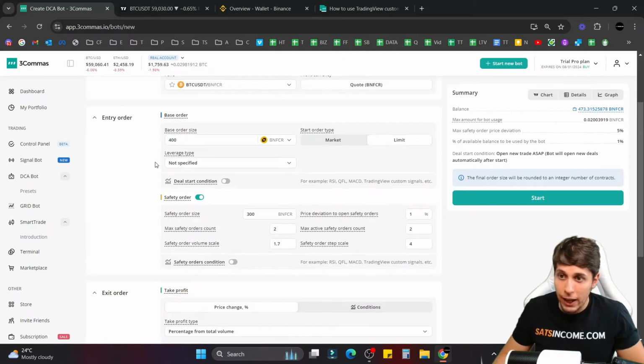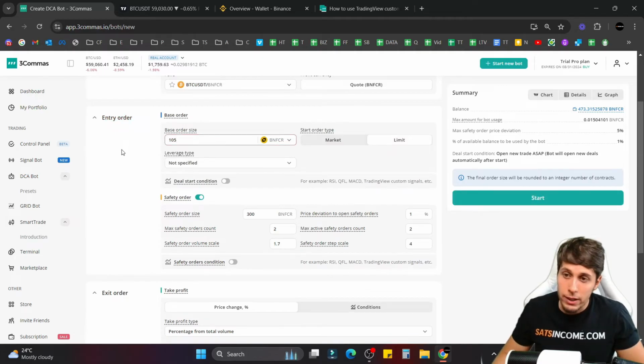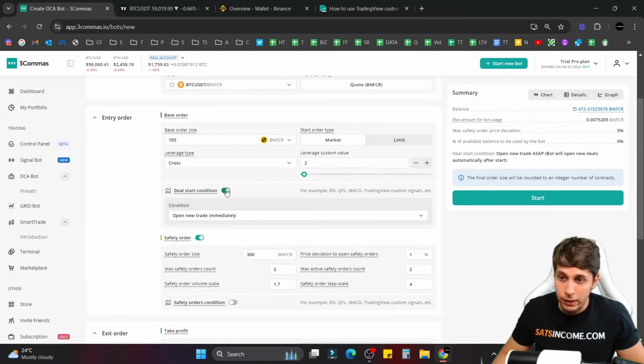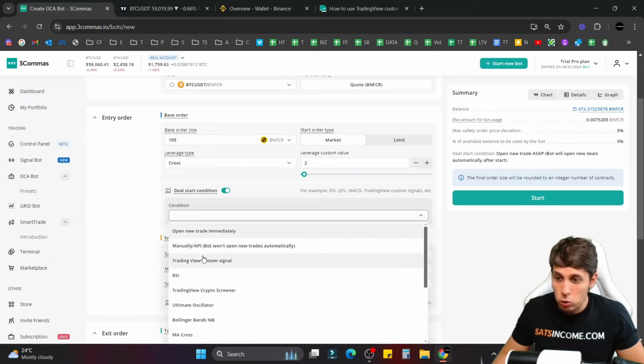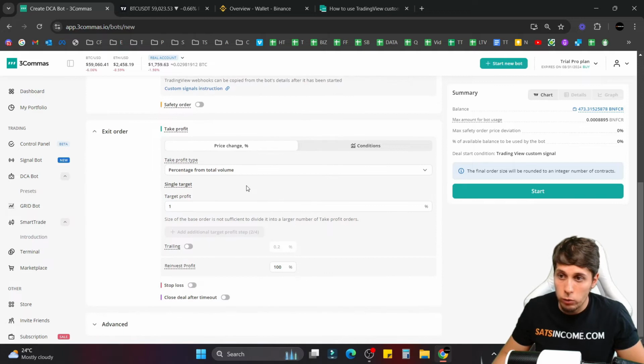The second section, the entry order. Okay, so we identified that the minimum order for futures trading on Binance is $105. So that's what we're gonna type right here. We're gonna switch to market order. You guys already know why. The leverage cross, we're gonna do 2x. Deal start condition, you guys already know that you have to make sure you enable this and you select trading view custom signal. Safety order size, you already know that you have to disable this.